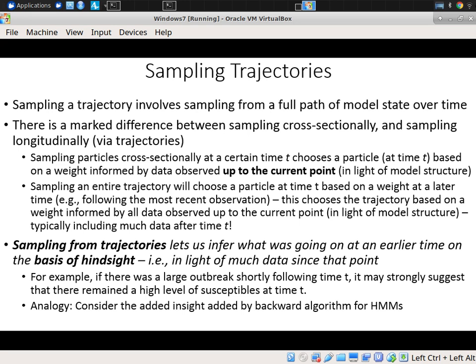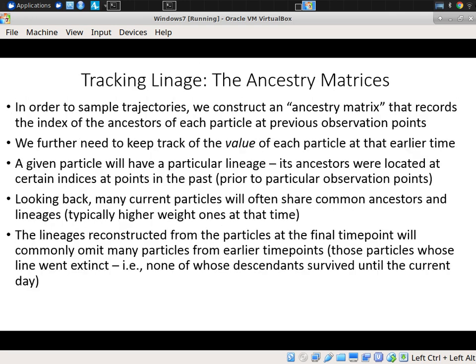Okay, sampling trajectories. I said it: sample from the full path of model state. I said this earlier during my remarks for the day, my retrospective. This is a lot different than sampling cross-sectionally. That's sampling with the savviness of hindsight.